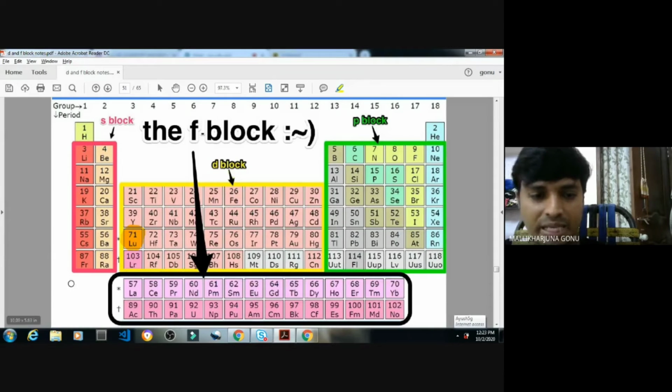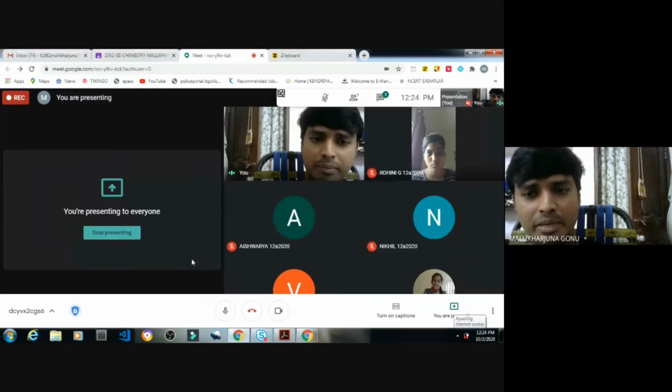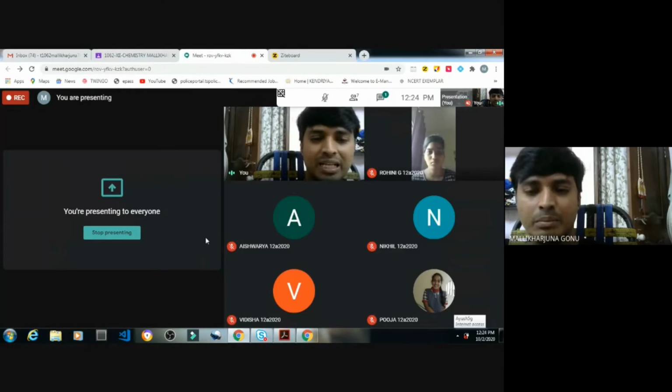What are the elements you can see here? Lanthanum. What are the elements of this one? Lanthanum, cerium, praseodymium, neodymium, promethium, samarium, europium, gadolinium, terbium, dysprosium, holmium, erbium, ytterbium, thulium, lutetium, like that it is.